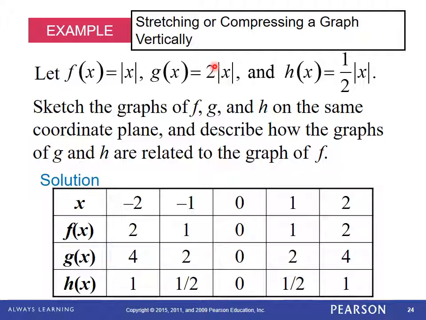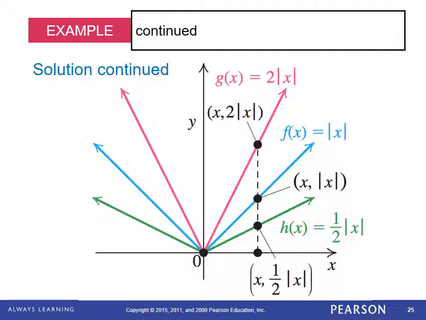So what happens if you have a number that's actually in front of the function? So notice our parent function is the absolute value of x. What we have is 2 times that, and then you also have 1/2 times the absolute value. Just as an example, I'm not going to do this one. What's really happening between f of x and g of x is it's just going up twice as fast. So maybe a graph would be easier to see.